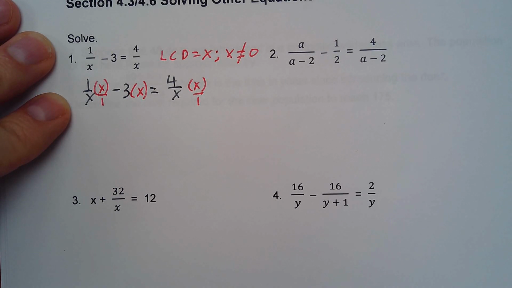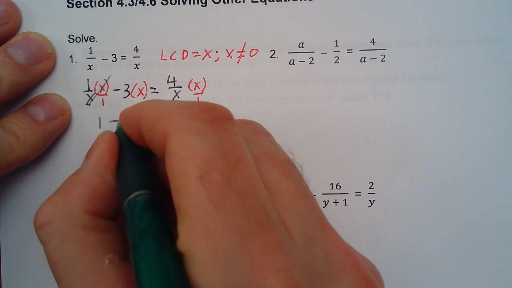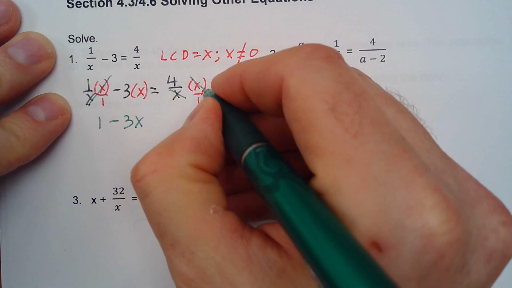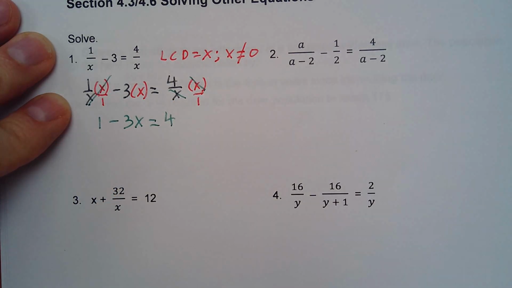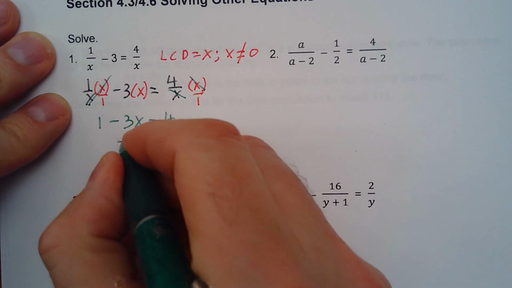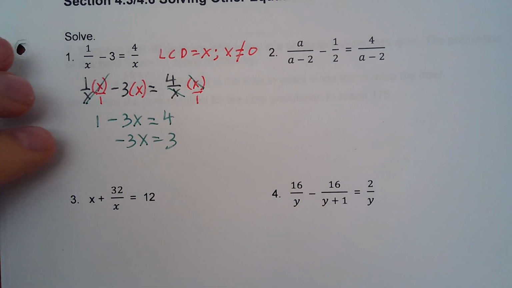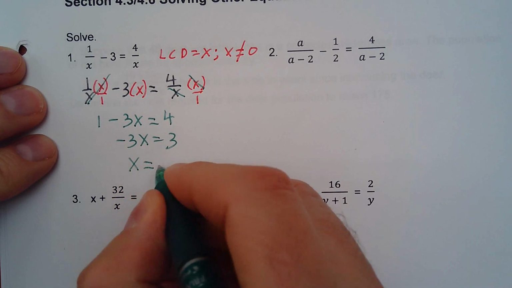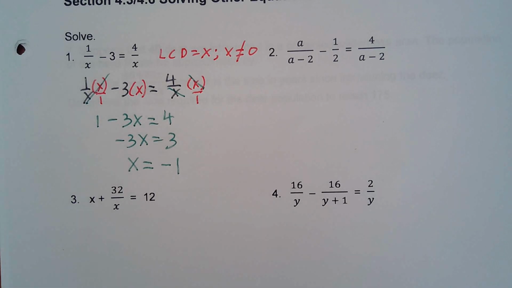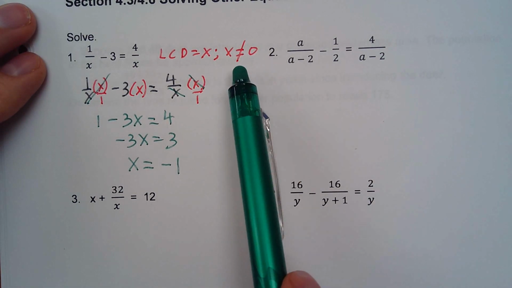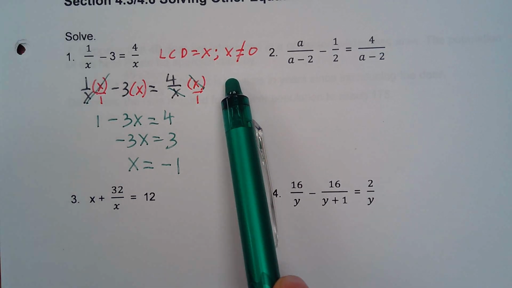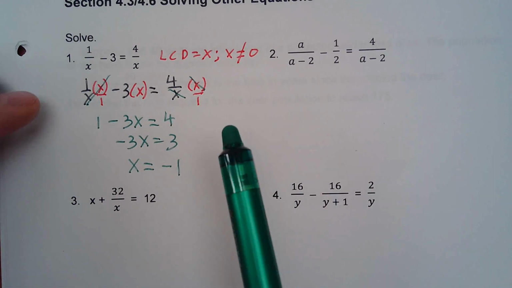So on this one, x's divide out, that just gives me 1. That's a minus 3x. Here my x's divide out, that gives me 4. And now I'm going to go and subtract 1 from both sides. That'll give me negative 3x equals 3. And then we divide by negative 3. That gives me x equals negative 1. We check up here. It does not match my restriction. So we're good there. So that would be our solution.